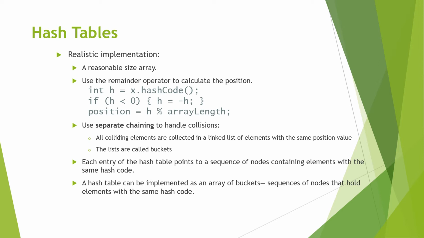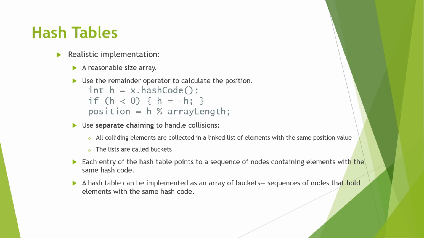So what's the strategy to handle collision? A simple strategy can be separate chaining. What does it mean? It means that all colliding elements in a hash table should be collected in a linked list of elements with the same position value. It means that every cell of that hash table should store a linked list of elements whose positions are the same in the hash table. So we call these linked lists buckets.